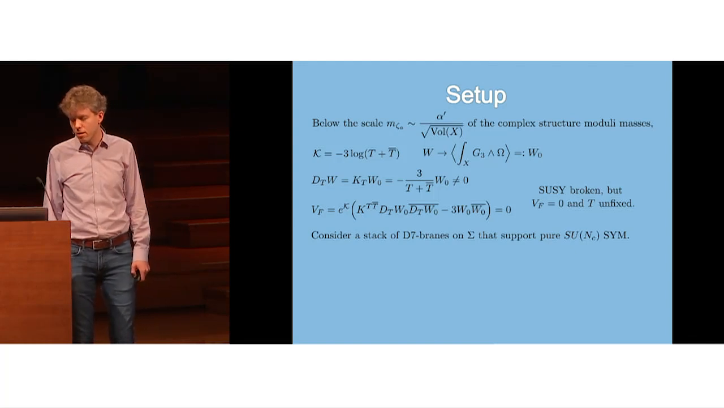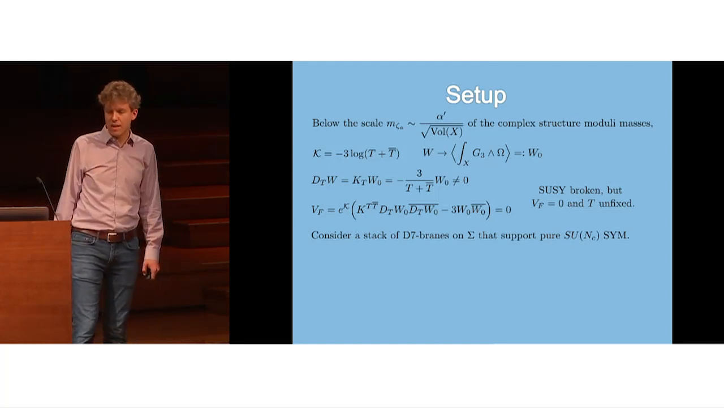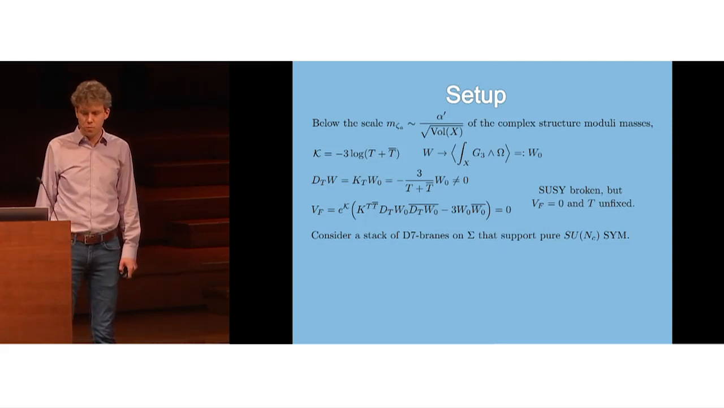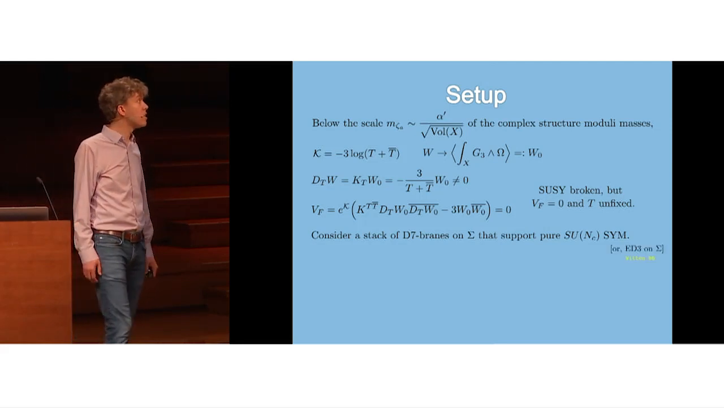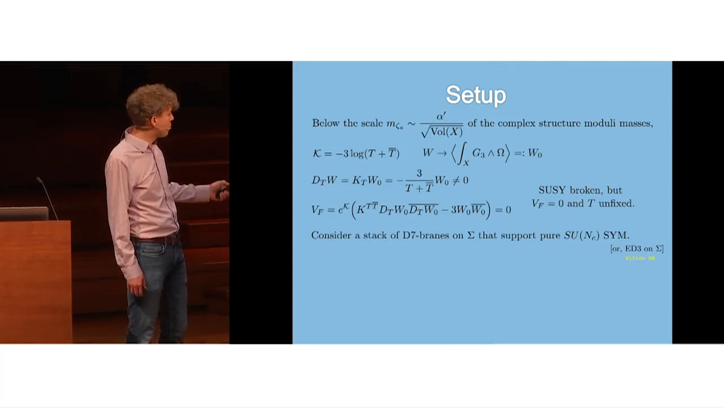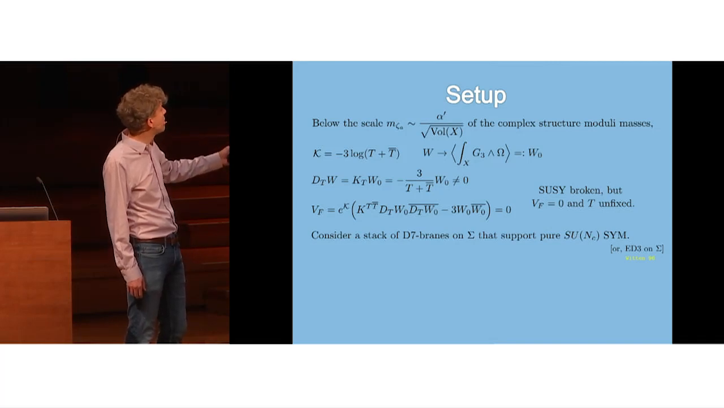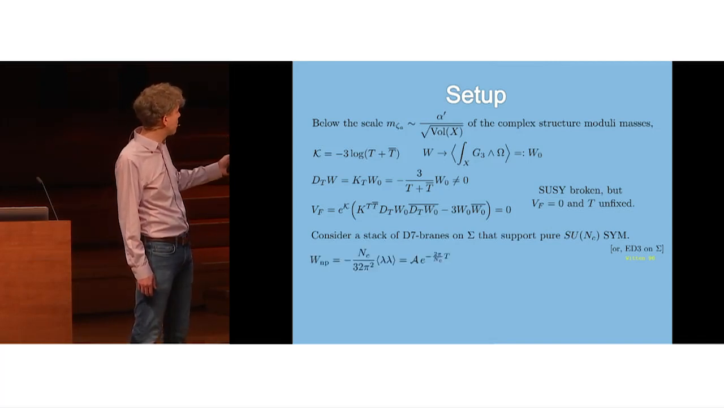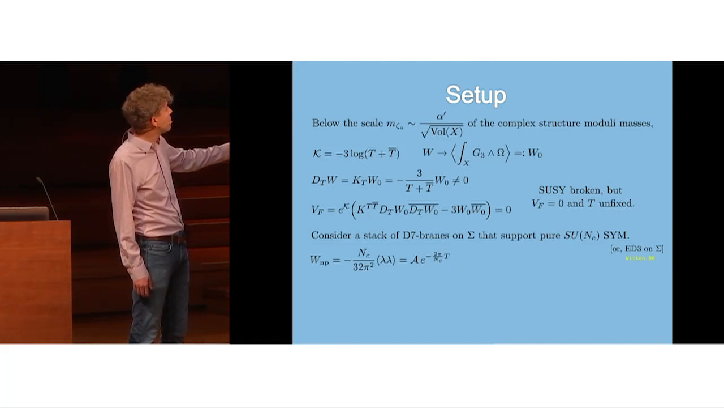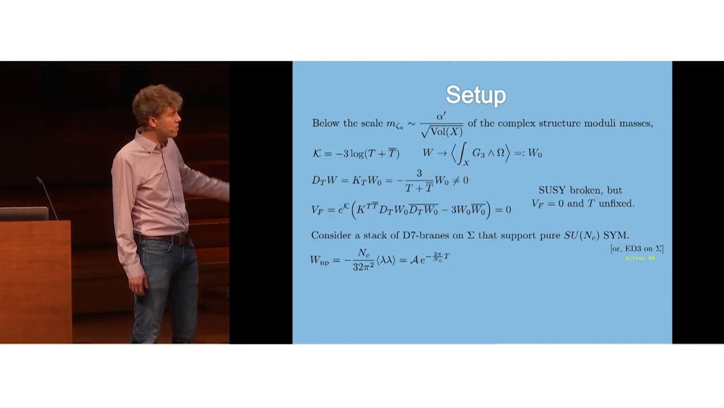Now we're going to think about the effects of a stack of D7 branes supporting a pure super Yang-Mills theory. We could just as well think about Euclidean D3 branes wrapping the divisor sigma, but for the purpose of the presentation, I'll speak only of the gaugino condensation case. So these 7 branes generate a gaugino condensate superpotential that looks like this. And once we take account of the relationship between the Kähler modulus T and the gauge coupling function on the 7 branes, we can write the non-perturbative superpotential as an exponential in T.